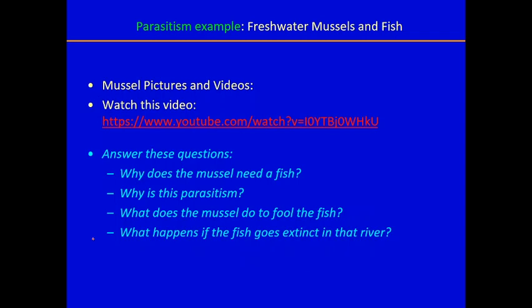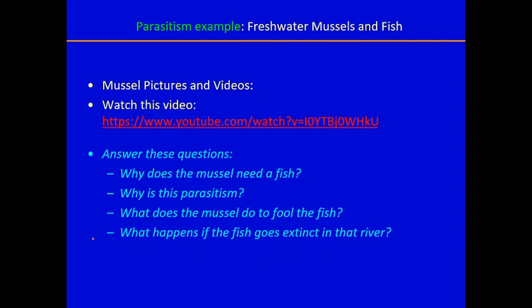Okay, so let's take a look at what the answers might be to these questions. I hope you've answered them by now and you can compare your notes to mine. So why does the mussel need the fish? Well, the fish helps the mussel larvae stay in the correct habitats in the stream. In some cases, the mussels will release them at the time of year when fishes are migrating upriver, because that also helps keep the mussels in the right habitats up in the headwaters of the stream.